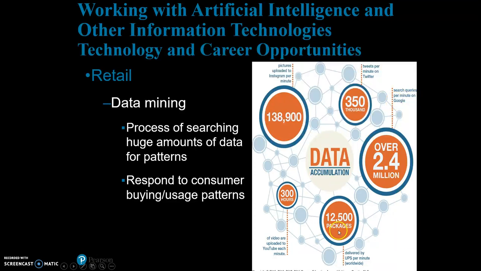Okay, look at this. 12,500 packages delivered by UPS per minute. That's worldwide. Okay, over 2.4 million search queries per minute on Google. Okay, every single one of those searches brings in income to Google. Keep that in mind. All right. 350,000 tweets per minute on Twitter, over 130,000 pictures uploaded to Instagram per minute, and over 300 hours of video are uploaded to YouTube each minute.